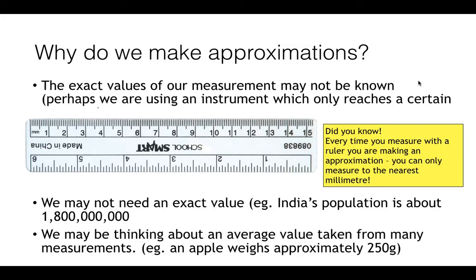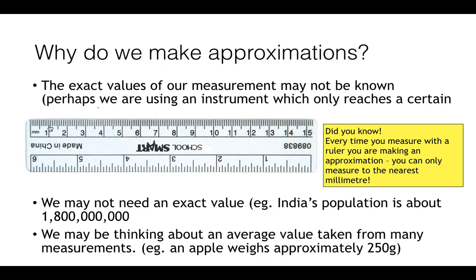So why do we bother with making approximations? This is what we're doing when we round things. We're making approximations. There's a few reasons why we might want to do this. The first thing would be that the exact values of our measurements may not be known. So you might be using an instrument which only reaches a certain measurement. For example here, I've got my centimetre ruler and it tells me every millimetre, but it doesn't tell me anything less than a millimetre.